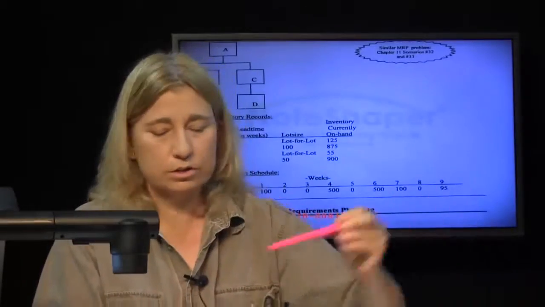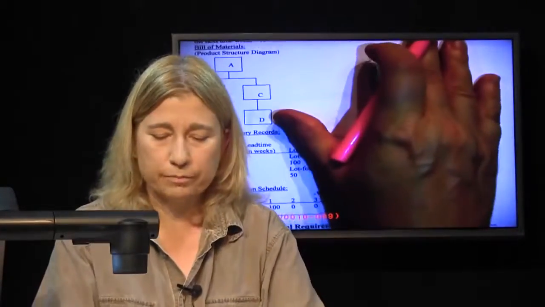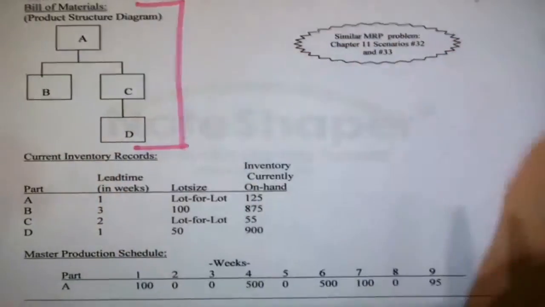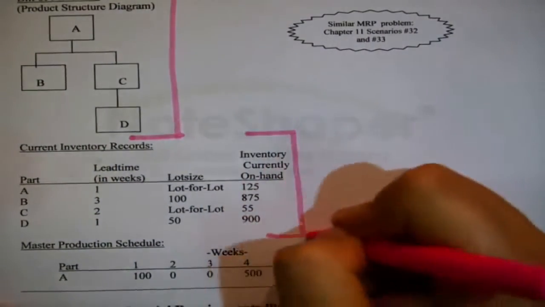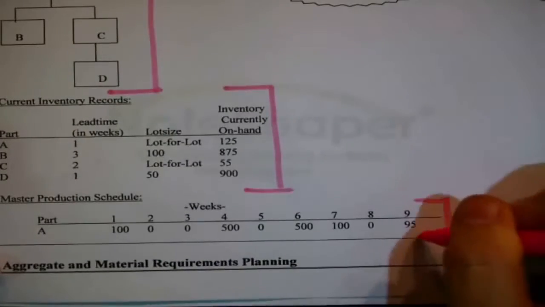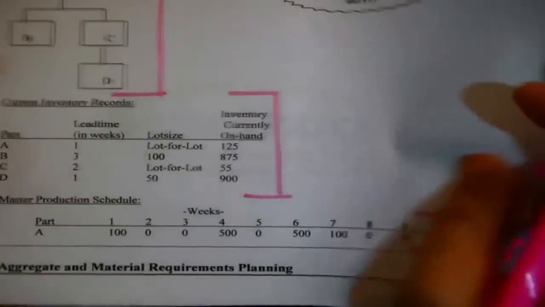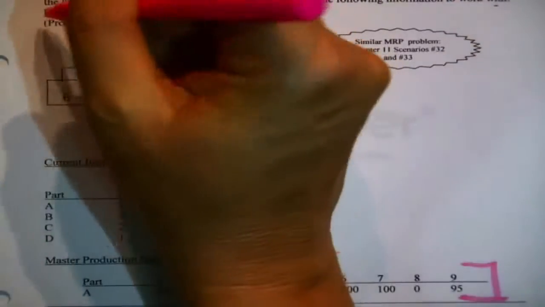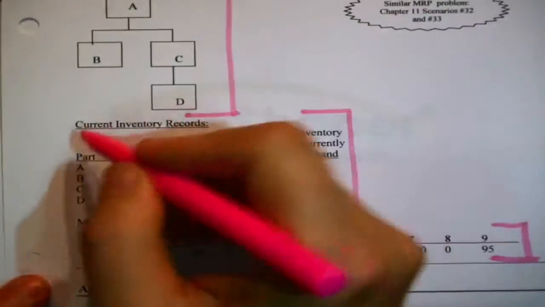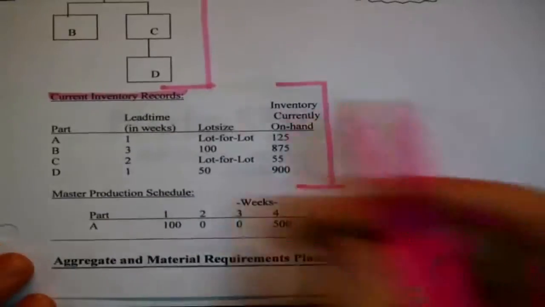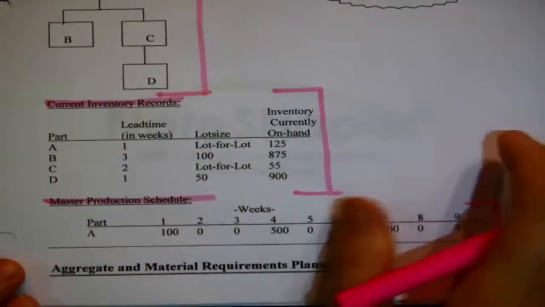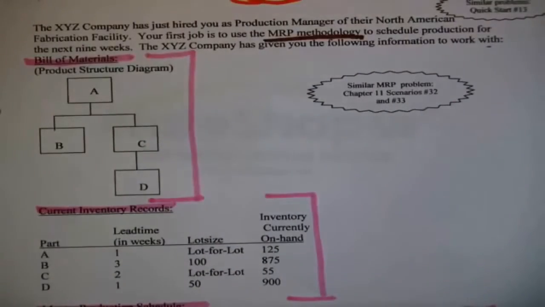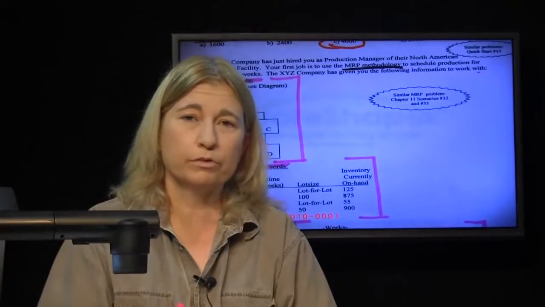Why does this problem take up so much room? Because to set up an MRP system, or in micro level, to work an MRP problem on an exam, you have to have 3 sets of information provided for you. There's the bill of materials that they're using. Here are their current inventory records. And then here is the master production schedule. Right, those were our 3 inputs of MRP.